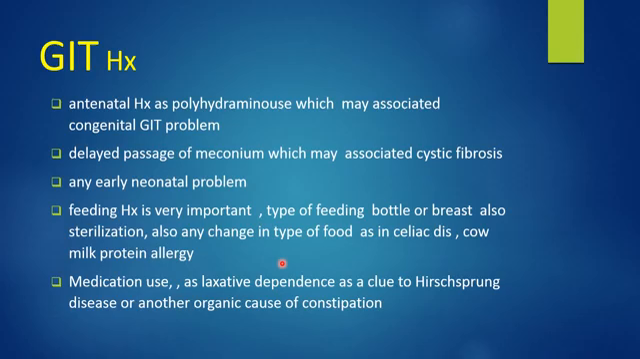Feeding history is very important in cases of GIT problems, especially in infancy. We have to ask about the type of feeding, bottle or breastfeeding. If it is bottle, we have to ask about the sterilization, especially in cases of acute diarrhea, which is usually due to infection of the gastrointestinal tract. Also, any change in the type of food, as in celiac disease, cow milk protein allergy, and so on.